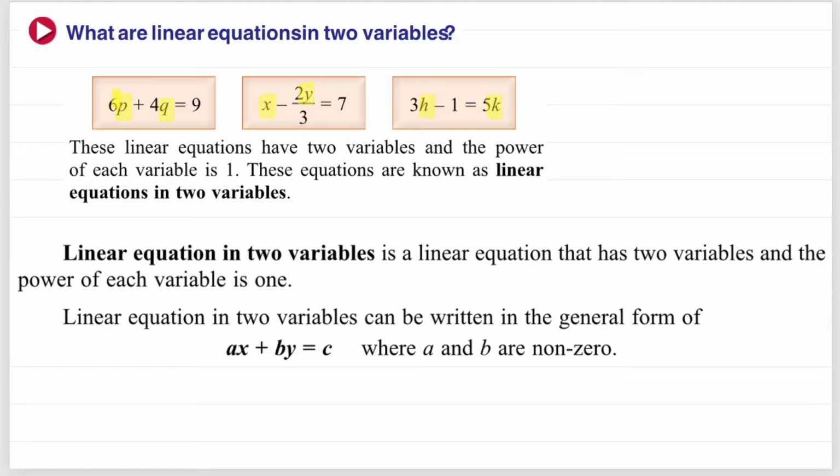A linear equation in two variables is a linear equation that has two variables and the power of each variable is 1, and it can be written in the general form of ax plus by equals c, where a and b are non-zero. So this is the general form for the linear equation in two variables. Okay, and it isn't restricted to x and y only. You can put any variables as long as they're different variables.